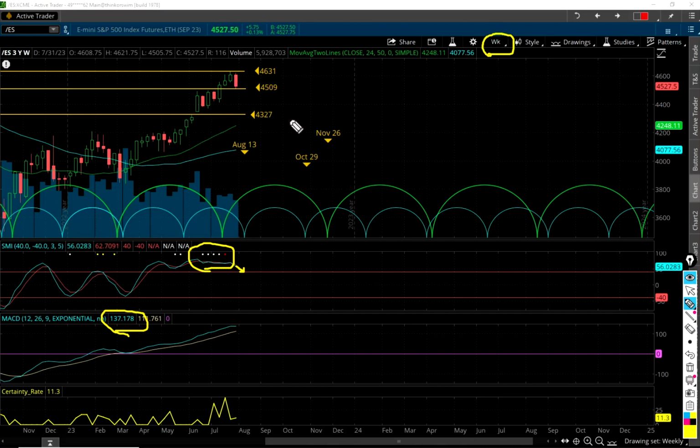All right, let's take a look at the daily chart. Before we go to the daily chart, be aware of this August 13th cycle low, and we're going to see here in a moment there are more cycle lows on the daily chart, okay?